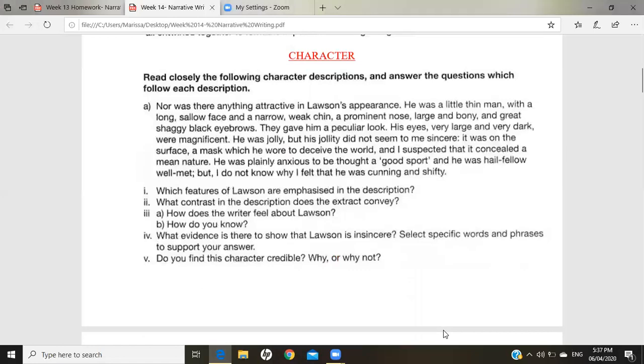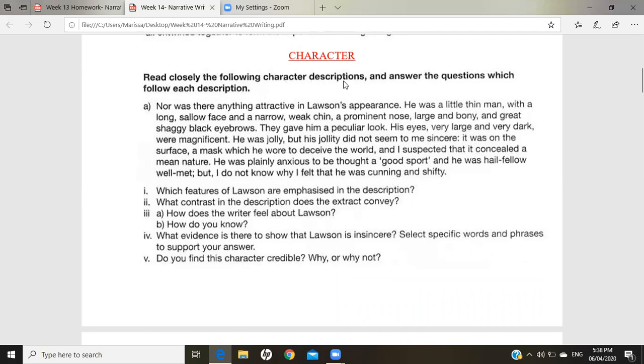The next important element of the story is character. And we said that a character could be anything or anyone. So you could have a human as a character, you could have an animal portraying a character, or even a thing that is personified, that is brought to life. So this exercise says, read closely the following character descriptions and answer the questions which follow each description.